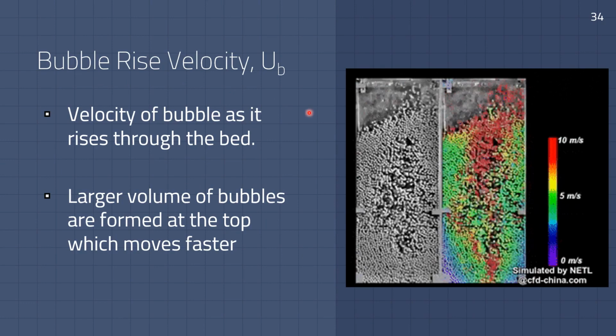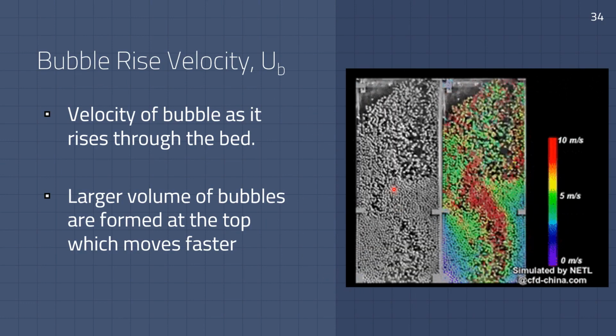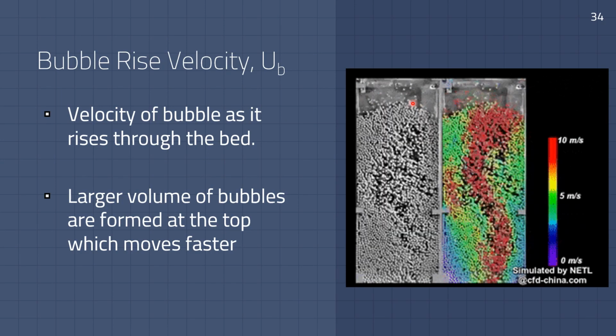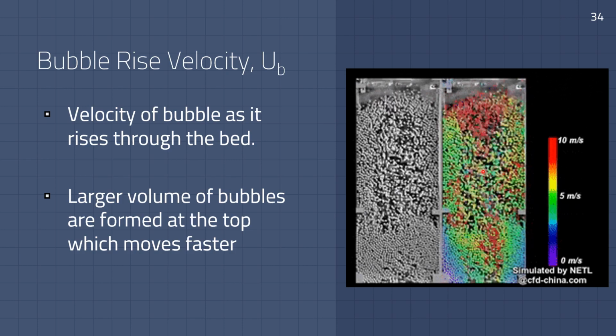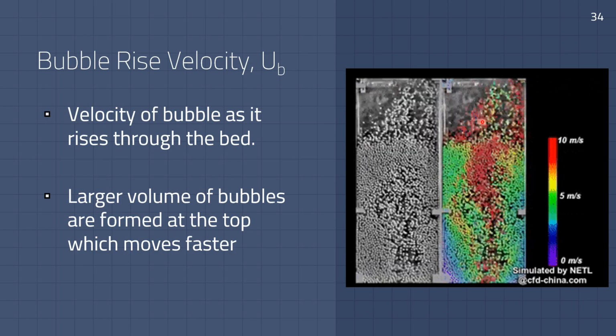Smaller bubbles merge to form larger bubbles as they rise through the bed. This larger volume of bubble has higher bubble velocity. Notice in this clip that the bubbles at the top move faster as indicated by the red color.